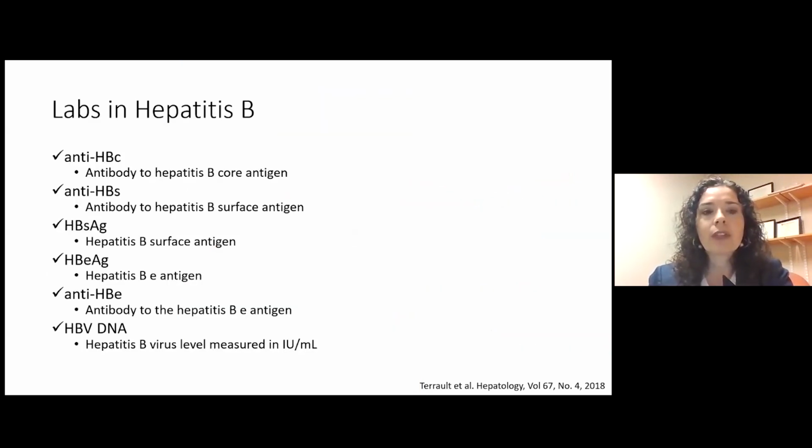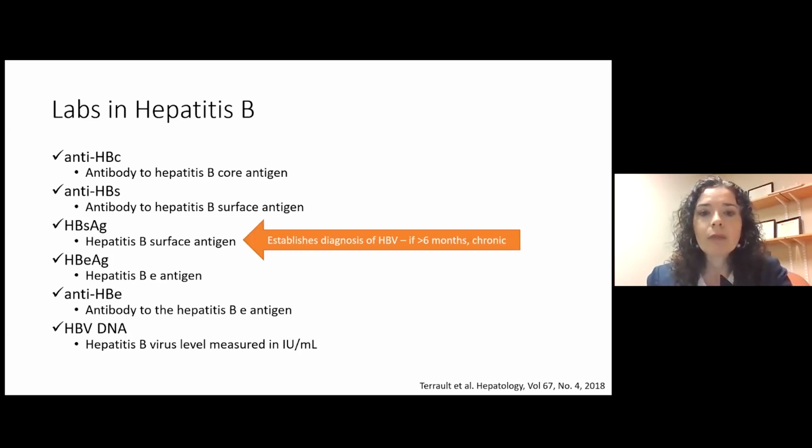So again, to review the labs in hepatitis B, you have the antibody to the hepatitis B core antigen, the antibody to the hepatitis B surface antigen, the hepatitis B surface antigen, which is a marker of infection, hepatitis B e antigen, the antibody to the hepatitis B e antigen, and hepatitis B DNA, which is the virus level actually detected in the blood, measured in international units per ml. Remember that the hepatitis B diagnosis of chronic infection is established when your surface antigen is present for greater than 6 months.